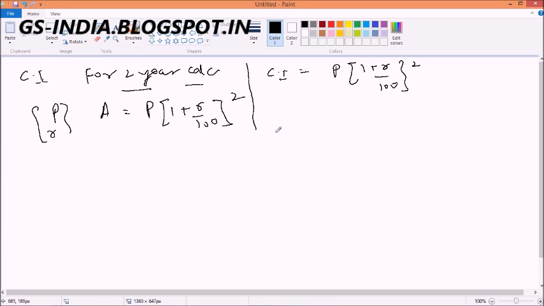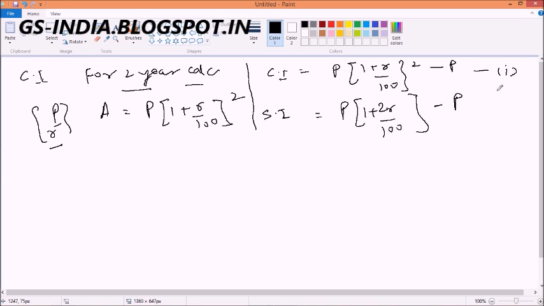Simple interest, I have already told you. If I take this R% interest rate, this P principal, and this 2 years, in case of simple interest, what will be the simple interest? The compound interest is P into 1 plus R by 100 whole square minus P. The simple interest will be simply P times 1 plus, if it is for 2 years, then 2R by 100, this I have already told you, minus P. This is going to be the simple interest.